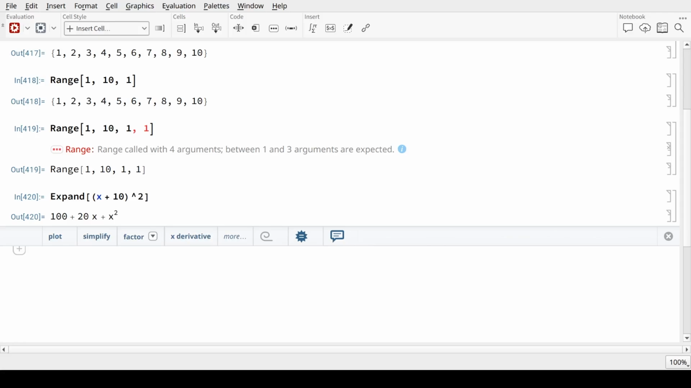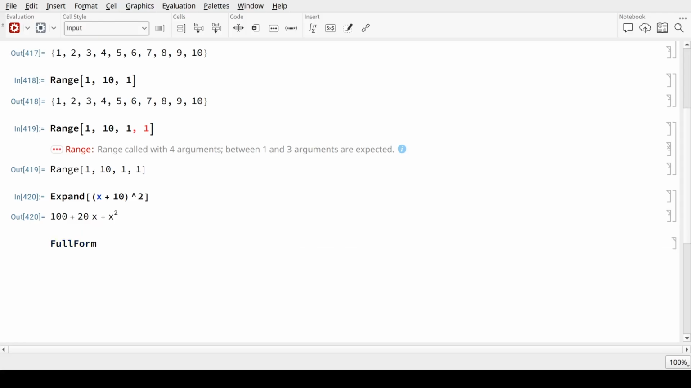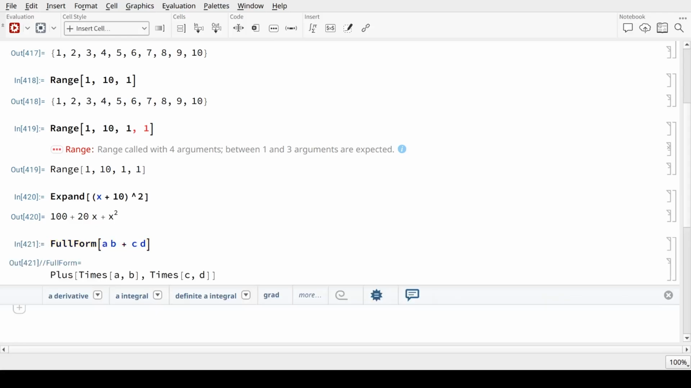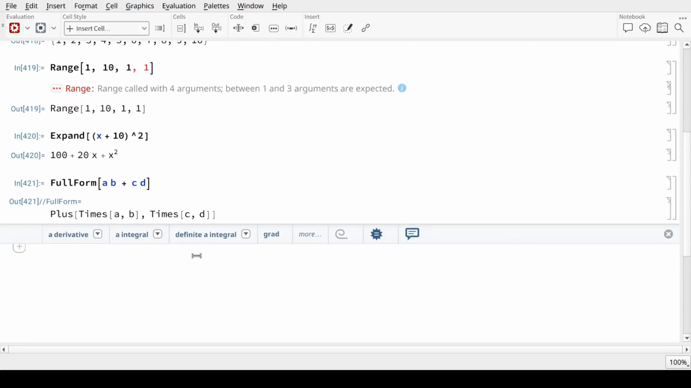We can also look under the hood of how Mathematica sees things. For example, we can say FullForm, in which case we just specify, let's say, AB plus CD, and it will give us this expression. This is the way Mathematica sees it.